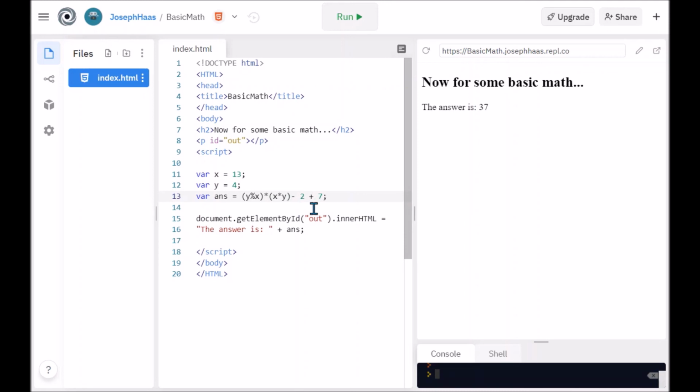So that's about it. Super short video. Basic operations: add, subtract, multiply, and divide, and the % sign is the remainder of division.